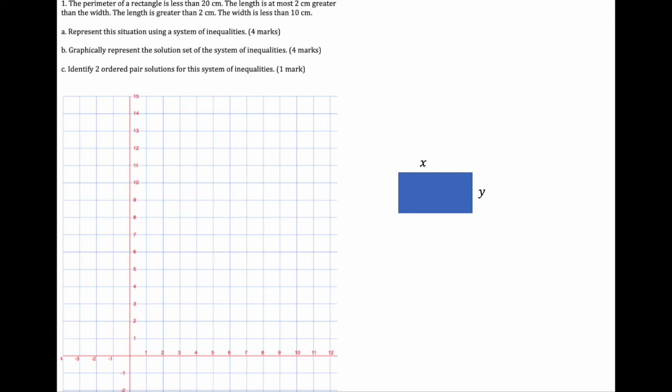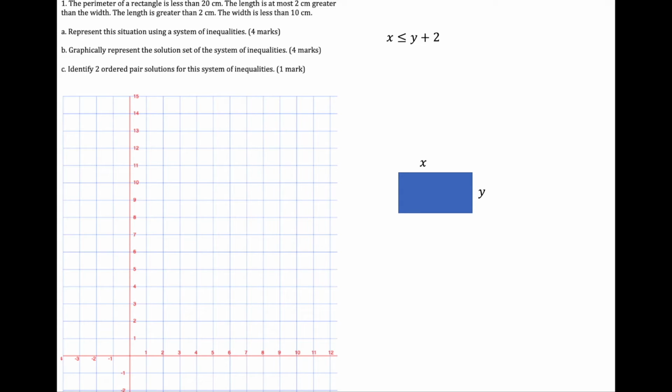I'm going to start with the length is at most 2 centimeters greater than the width. So the length, x, is at most... you're at most 16 years old. Could you be 15? Sure. Could you be 14? Sure. You're less than, but at most means that's the biggest number it's going to be. So you're less than or equal to that. So x is less than or equal to 2 centimeters greater than the width. Greater than what? Put the what first always. Because if it's greater than, it doesn't really matter, the order. But if it's less than, it matters big time.